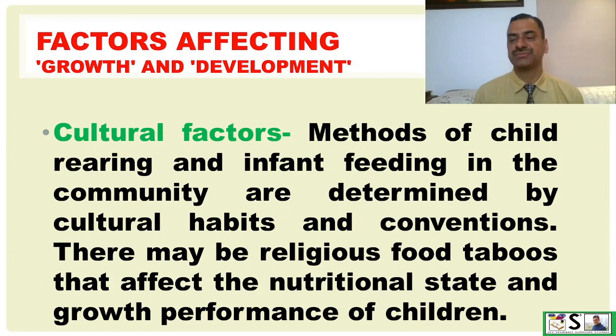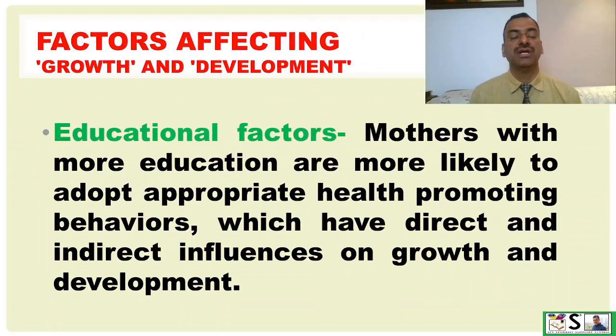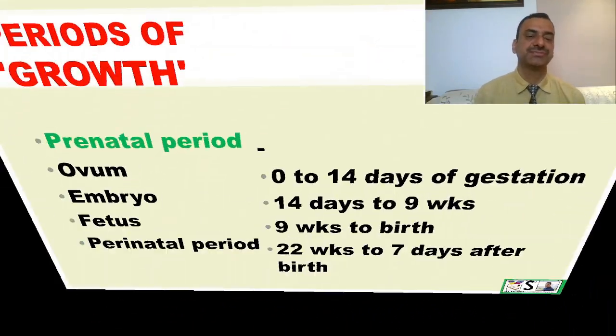Cultural factors. The methods of child rearing and infant feeding in the community are determined by cultural habits and conventions. There may be religious food taboos that affect the nutritional state of the child and which ultimately affect the growth performance of the children. Then educational factors. Mothers with more education are more likely to adopt appropriate health promoting behaviors which have a direct or indirect influence on growth and development of the child.